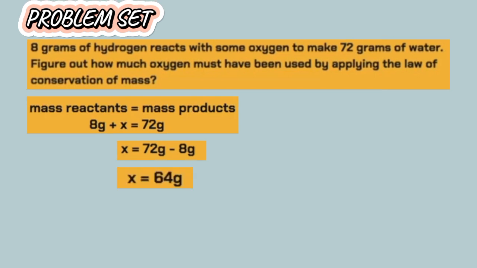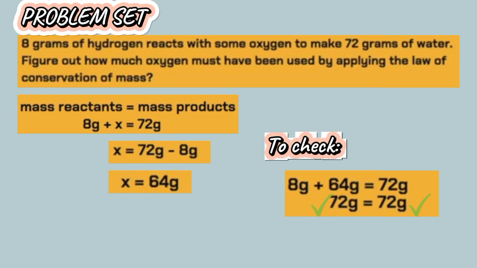And again, to check, we just simply substitute the value of X into our original equation, which is 8 grams plus X is equal to 72 grams, and check if both sides of the equation give us equal values. So 8 grams plus 64 grams is actually equal to 72 grams. So we know that 64 grams of oxygen must have been used to react with hydrogen to produce 72 grams of water.